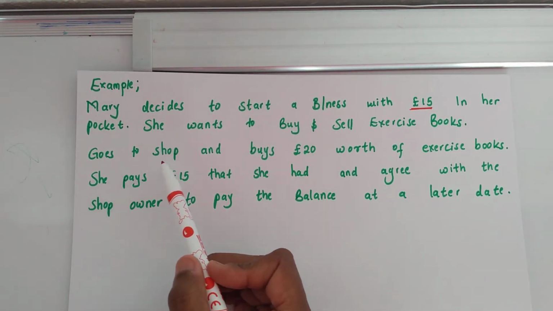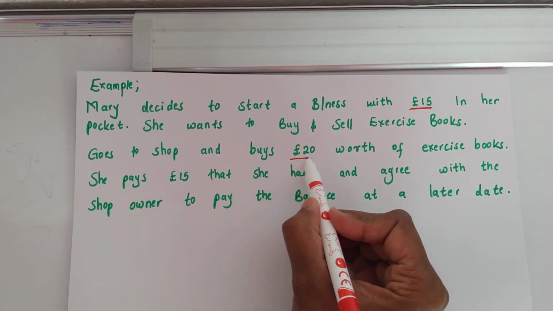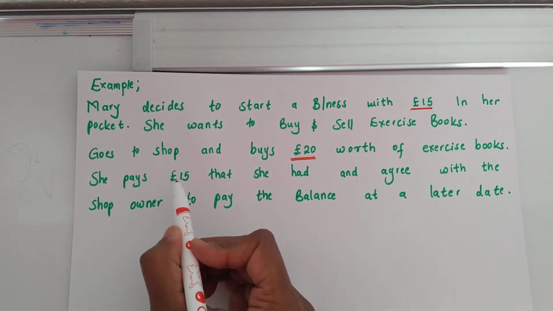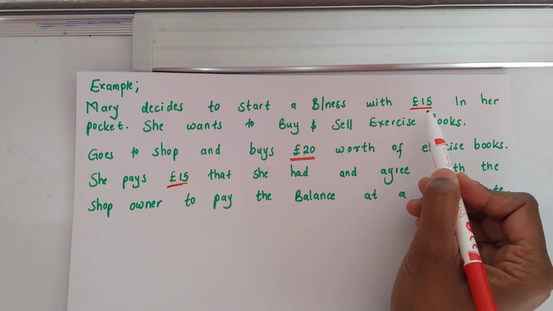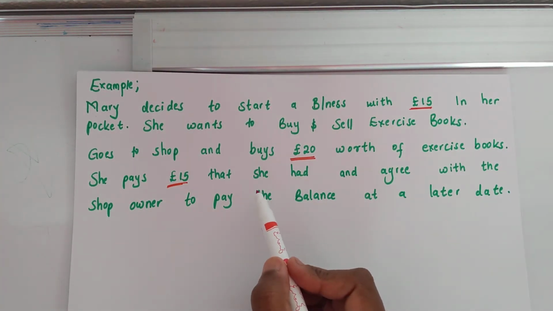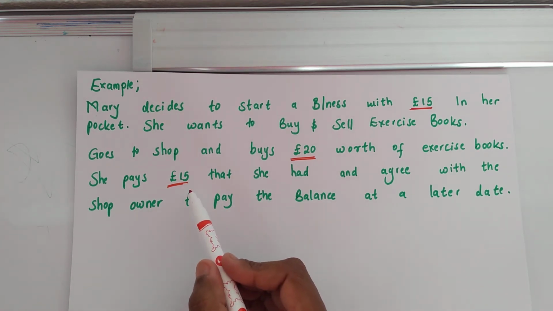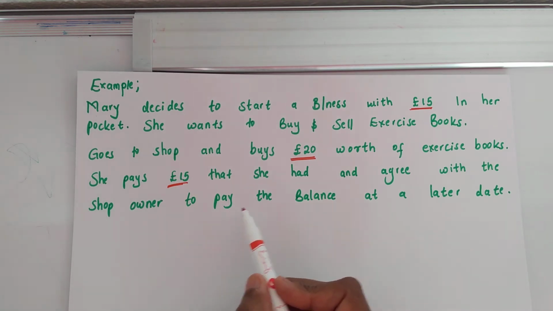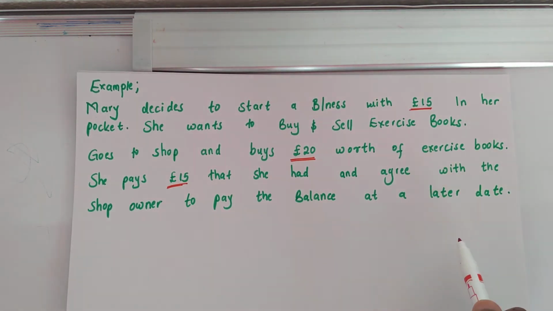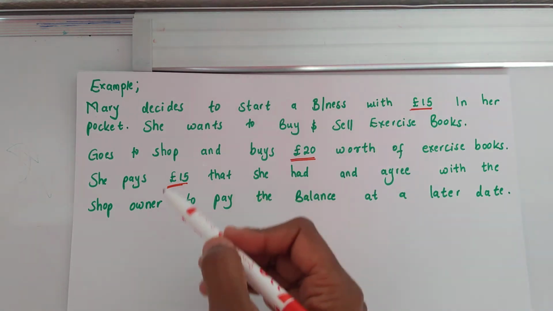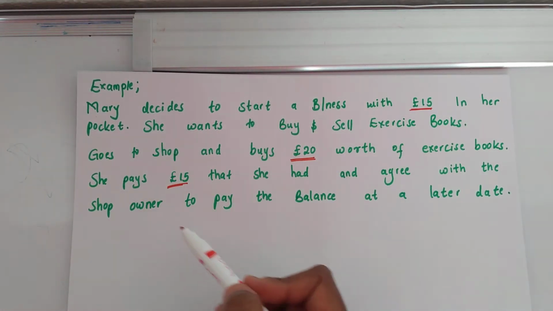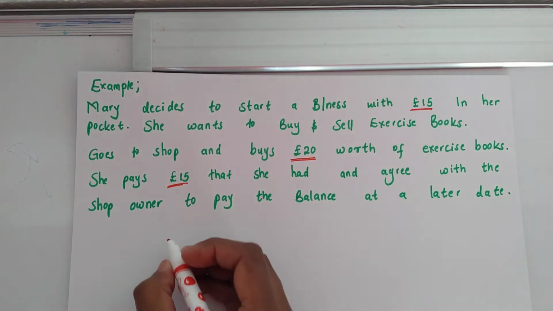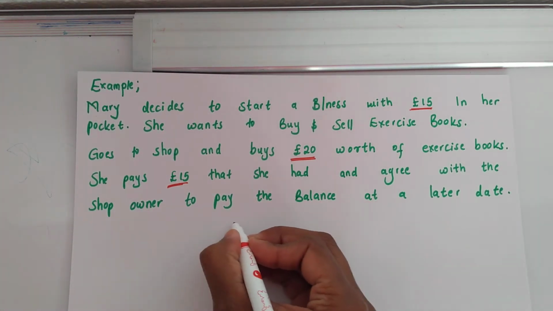So therefore she goes to a shop and buys 20 pounds worth of exercise books. She pays only 15 pounds, which is what she had at the beginning. So she pays the 15 pounds that she had and agrees with the shop owner to pay the balance at a later date. Okay, let's try to illustrate this exercise using the accounting equation. Now to recap, the accounting equation, let's do it here.